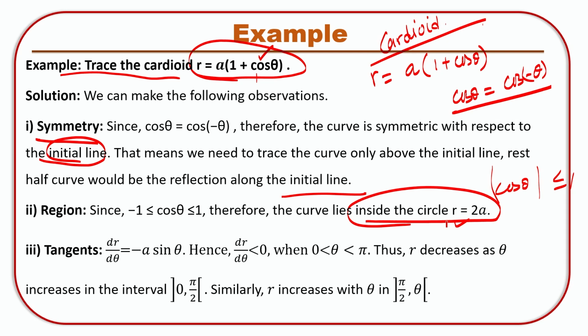Now tangent. For the tangent, you need dr by d theta. Dr by d theta is equal to minus a sin theta, and hence dr by d theta is less than 0 when theta is from 0 to pi. Thus r decreases as theta increases in the interval 0 to pi by 2. Similarly, r increases when theta is in pi by 2 to pi. So we have found out the three properties.